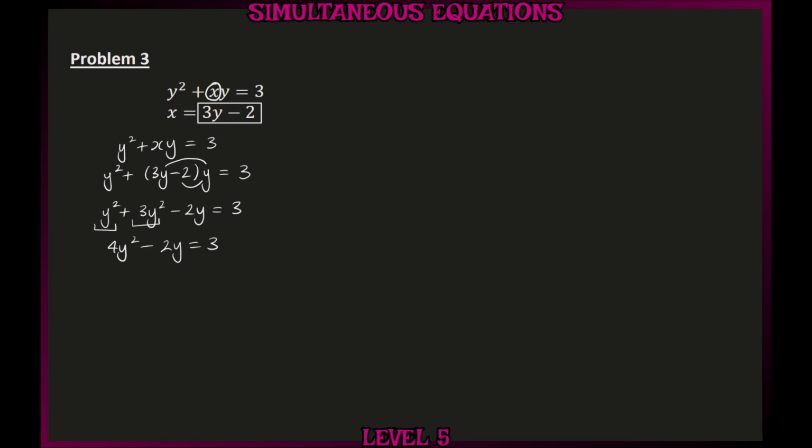To solve this quadratic, we want the right side to be equal to 0, so we're going to subtract 3 from this side and do the same from the left, and we have 4y squared minus 2y minus 3 is equal to 0. Now, since there's a number in front of the y squared here that's not 1, it tends to be easiest to use the quadratic formula. You could of course try factorising or try other methods, but I'm going to go with the quadratic formula here.